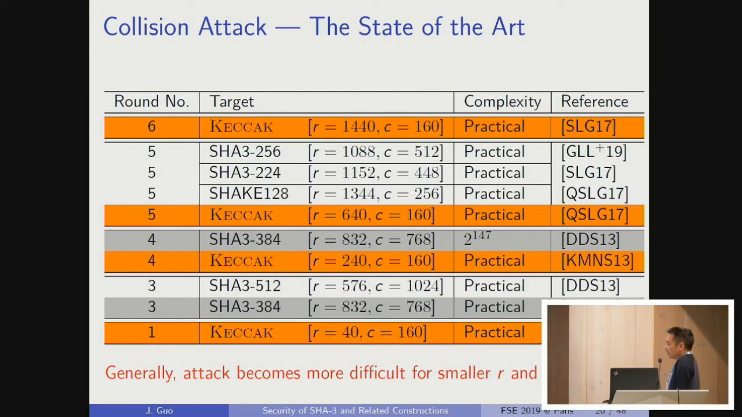For collision, this is the status. The most number of attacked rounds is 6, applied to the Keccak challenge. For SHA-3 variants, the most number of attacked rounds is 5, and this applies only to the variants with bigger R: 256, 224, and 128. For larger output sizes, we attack fewer rounds, like 4 for SHA-3 384 and 3 for SHA-3 512. So generally, the attack becomes more difficult for smaller R and larger C.